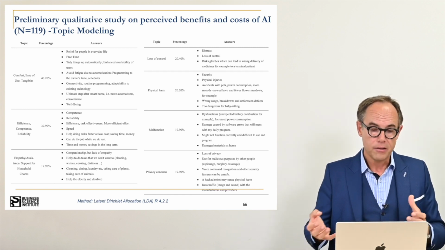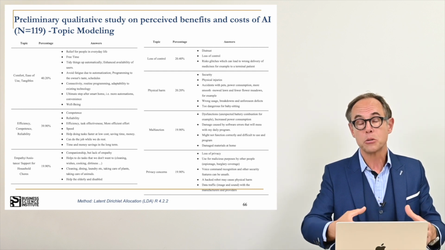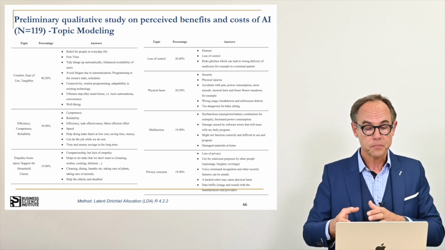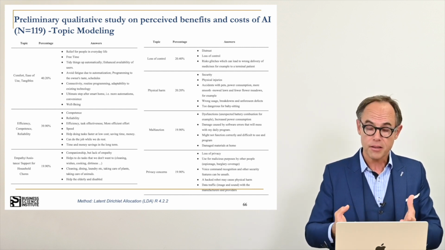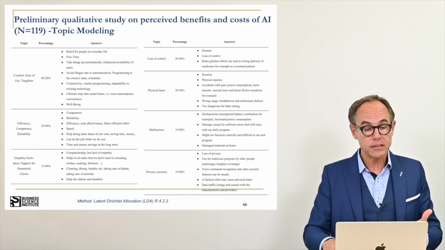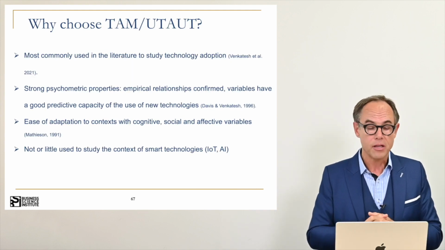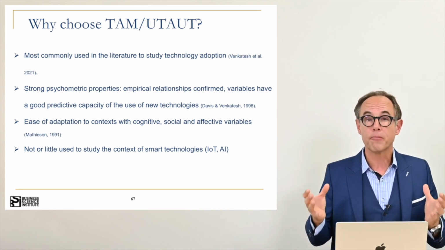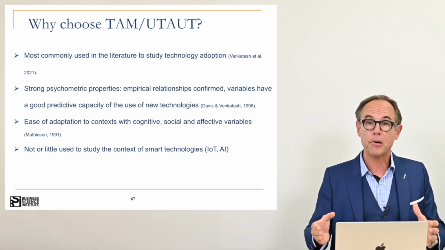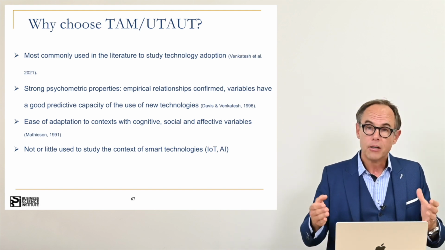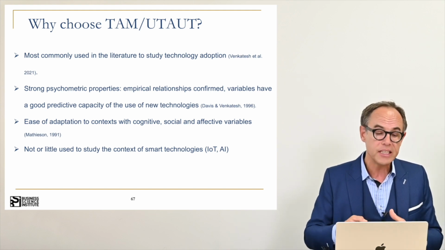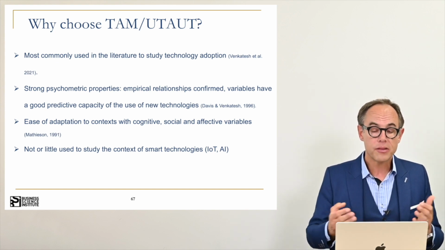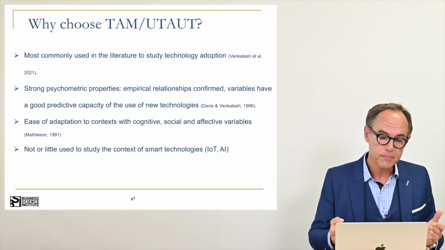So this shows you that we can combine literature with a qualitative approach, because now we know that these are factors which are fully integrated in existing technology acceptance theories and models. That brings me to a theory, because when developing a conceptual model, it's important to find a good theory, which in our case is the TAM and UTIoT. This theory is most commonly used in the literature to study technology adoption phenomena.